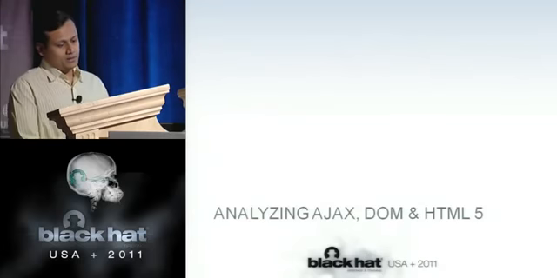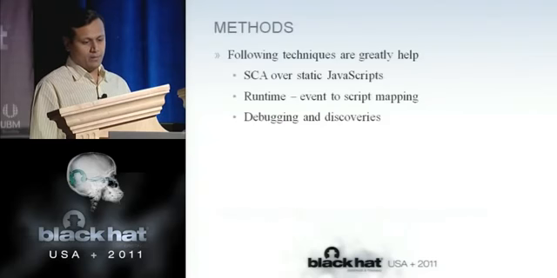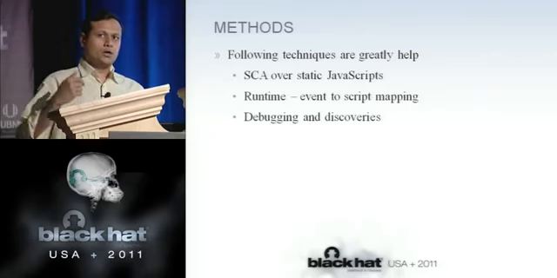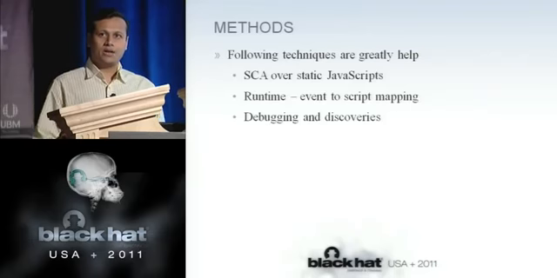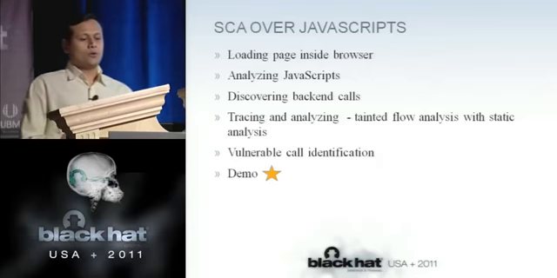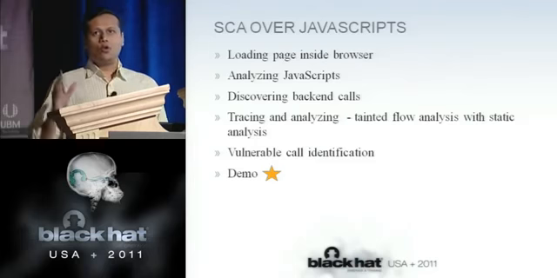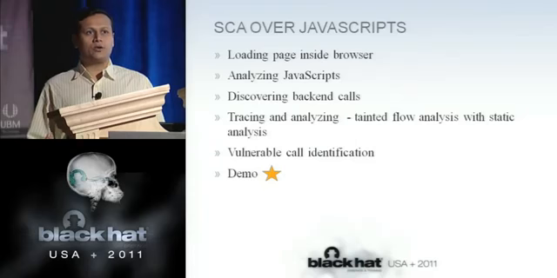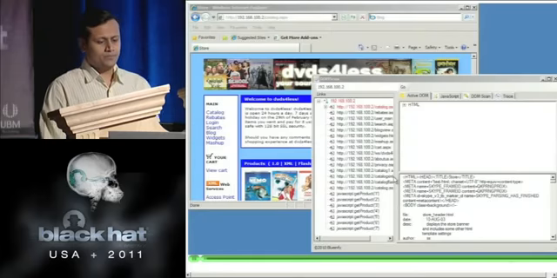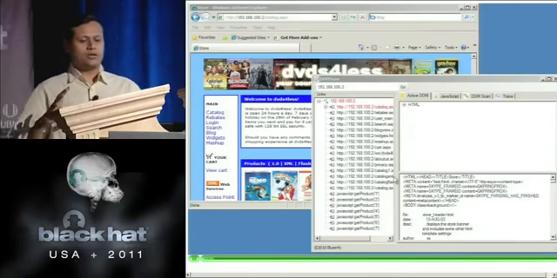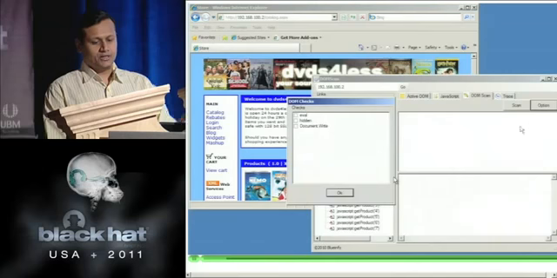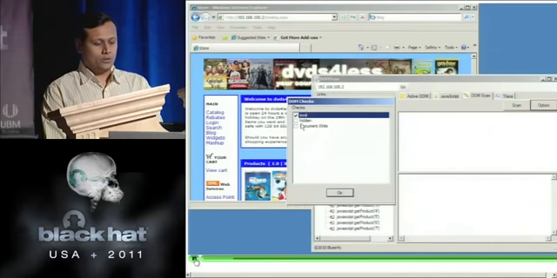So starting with AJAX, DOM, and HTML5 based applications. We can have three approaches while doing reverse engineering. One is doing a static code analysis, or you can do a runtime analysis, or you can do debugging and discovery. First, we are doing a static code analysis where we load the page in the browser and then try to perform a static code analysis over the JavaScript. For example, over here we have a tool called DOM Scan. You open DOM Scan and say, okay, this is the URL which I want to analyze. So it will go and load all the calls over here.